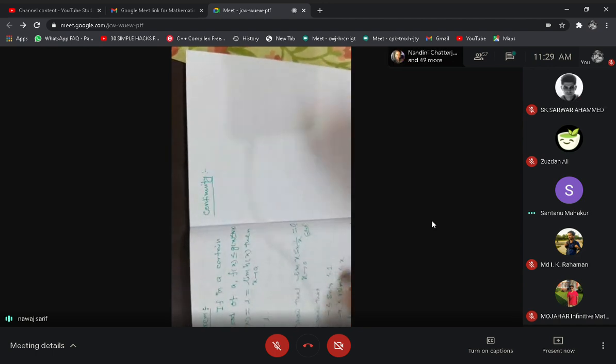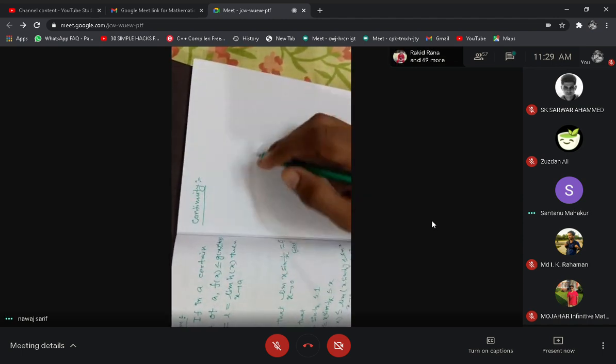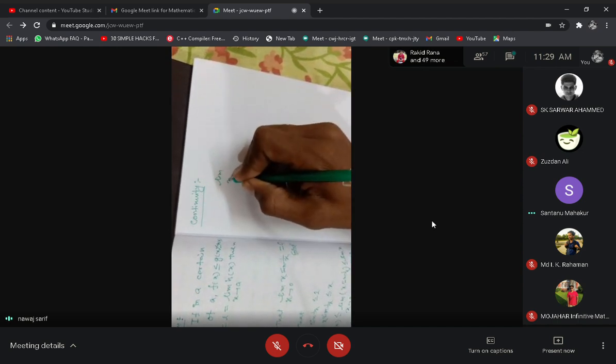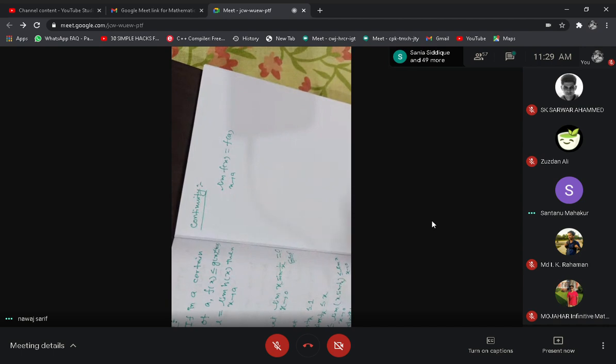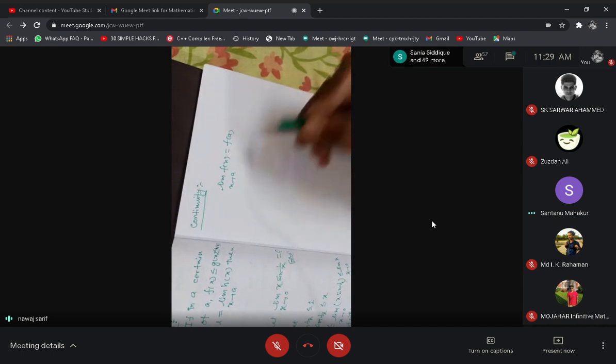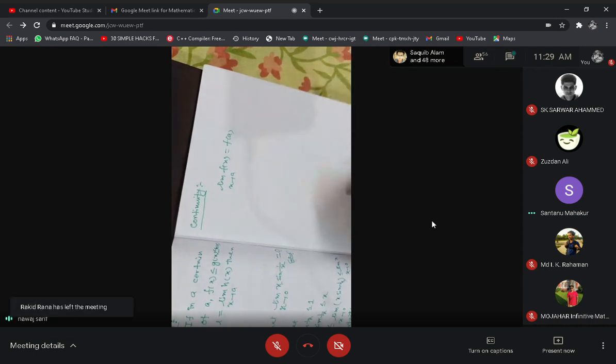Okay, so continuity means there is no break in any function. That means when we say that a function is continuous, if limit x tending to a, f of x equal to f of a. This is the definition of a formal continuous function. That means the limit of the function is also equal to the value of the function. This is the basic definition which you have read in your 12th standard.